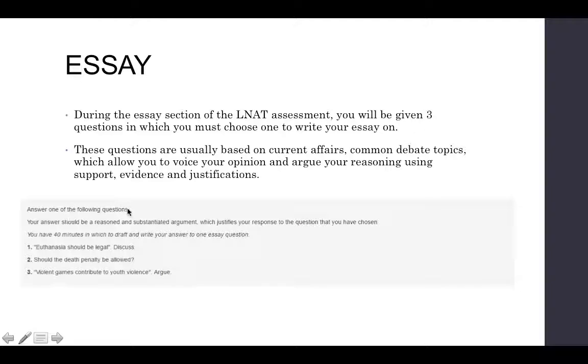So answer one of the following questions. Your answer should be a reasoned substantiated argument which justifies your response to the question that you've chosen. You have 40 minutes in which to draft and write your answer to one essay question. So the first question is, euthanasia should be legal. Discuss. Question 2, should the death penalty be allowed? Question 3, violent games contribute to youth violence. Argue.